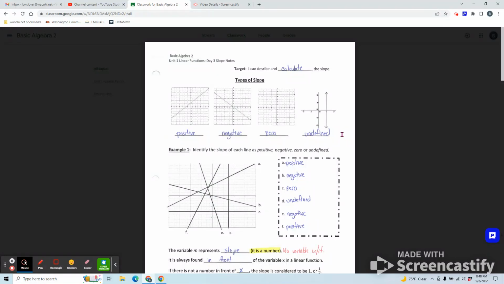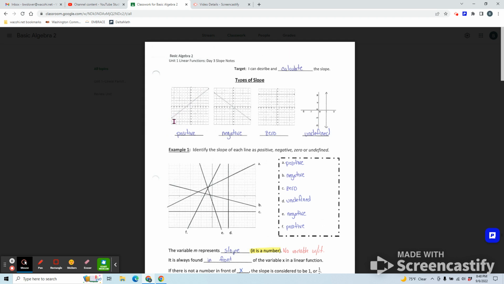Slover's Math. Today we're going to focus on slope. You're going to be able to describe and calculate the slope. There are four different types of slope. So since we're focusing on linear functions, all of our graphs, when we graph them, are going to be straight lines. Remember, linear means that it's going to be a straight line.